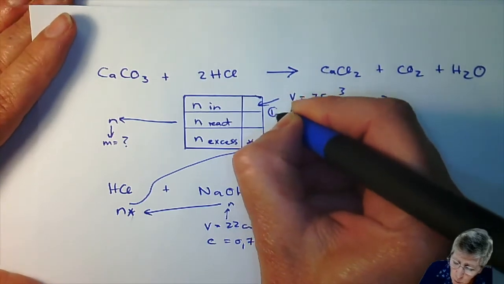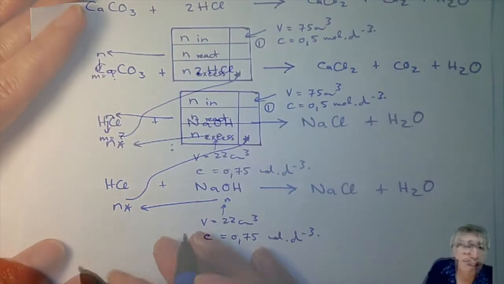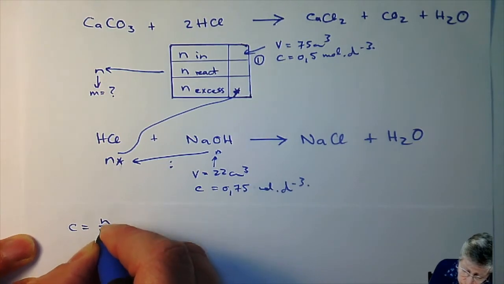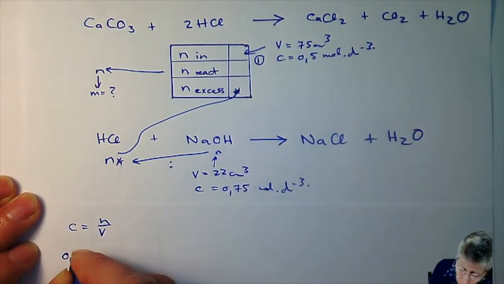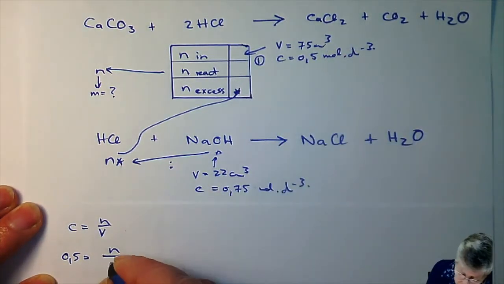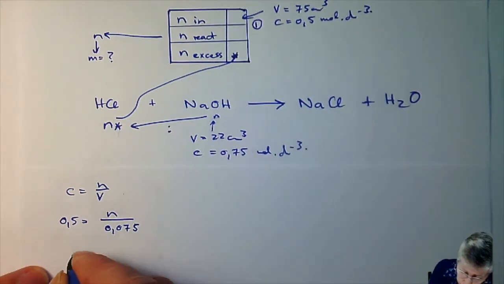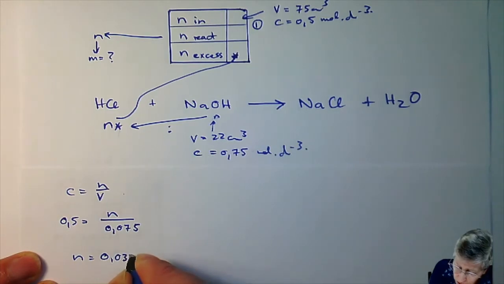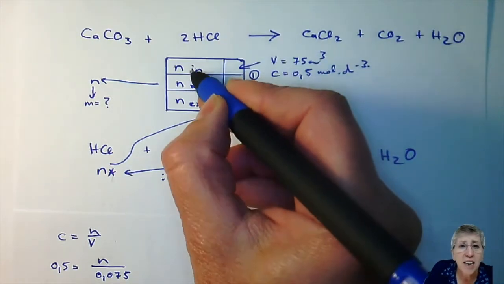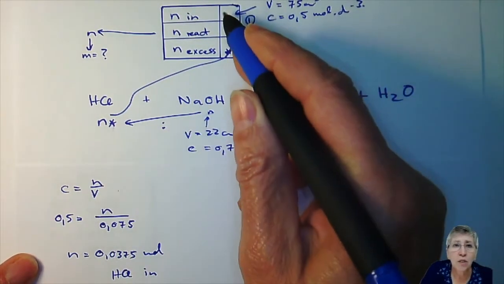So let's start by working out how many moles of HCl I am putting in there. I'm working out C equals n over V. I've got a concentration of 0.5, which is the moles divided by 75 cubic centimetres, which is 0.075 cubic decimetres, and that will give me 0.0375 moles. I've worked out the HCl that I put into the reaction.